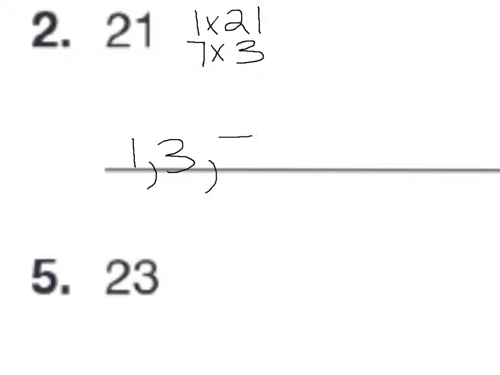Number 2 is 21. Always start with 1 times 21 is 21. 7 times 3 is 21. 6 doesn't work. 5, no. 4. Alright, and 2, it's not even, so it doesn't have 2. So those are going to be our only arrangements. So our factors are 1, 3, 7, and 21.